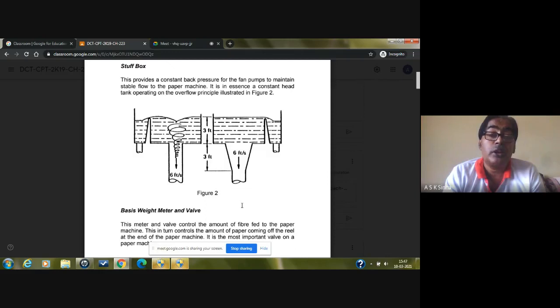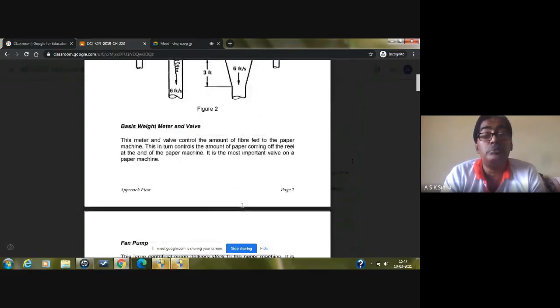Then another important one is the basis weight meter and the valve. You must know we have different types of paper, with different thickness and different weight, again the weight per unit area. Some papers have 60 gram weight for 1 square meter, which is called 60 GSM. Some papers have 80 gram per square meter, that's called 80 GSM. Similarly, some writing and printing quality is 100 GSM, that means 100 gram per square meter. Getting it? So depending on the different quality and different types of usage, we have different GSM.